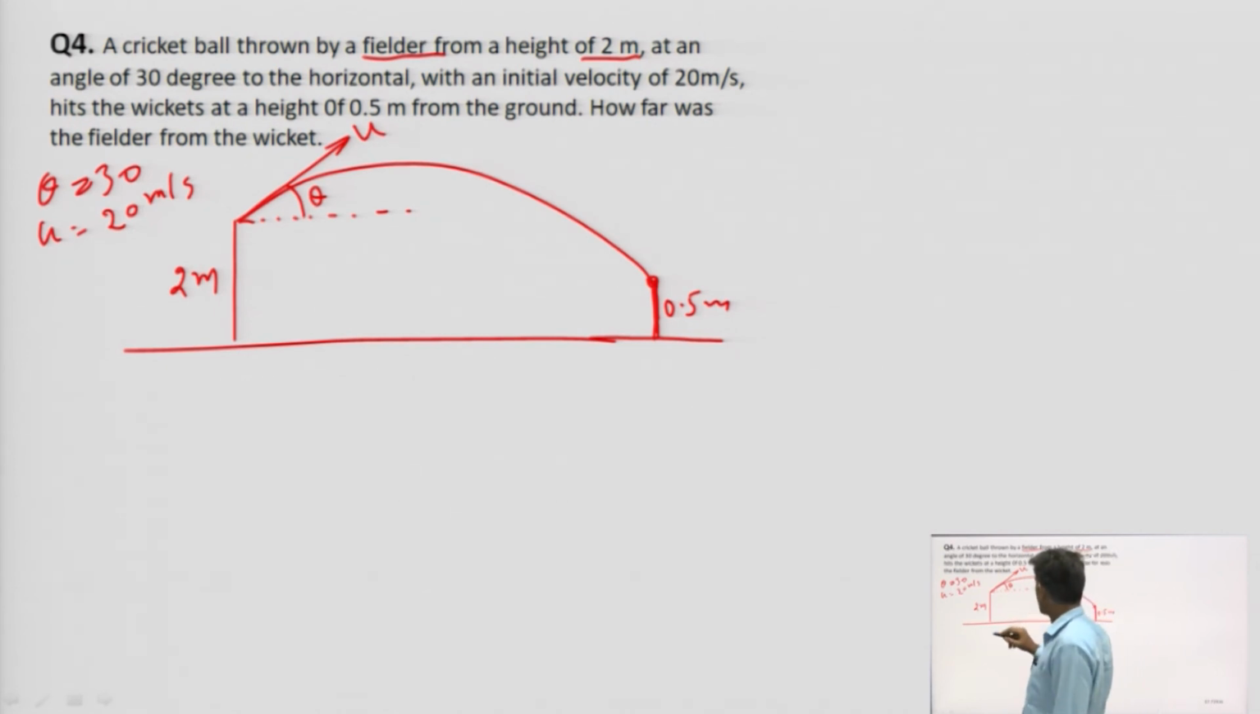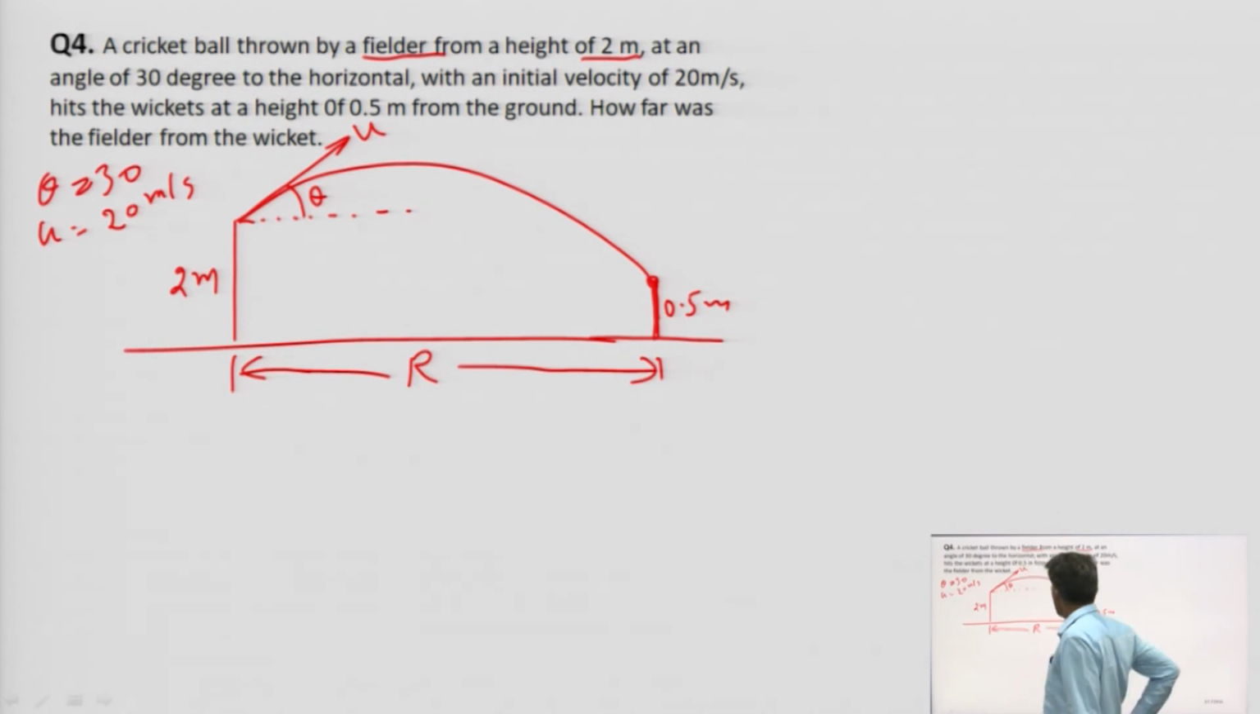How far the fielder is from the wicket, that one distance we need to calculate. That distance r we need to calculate.